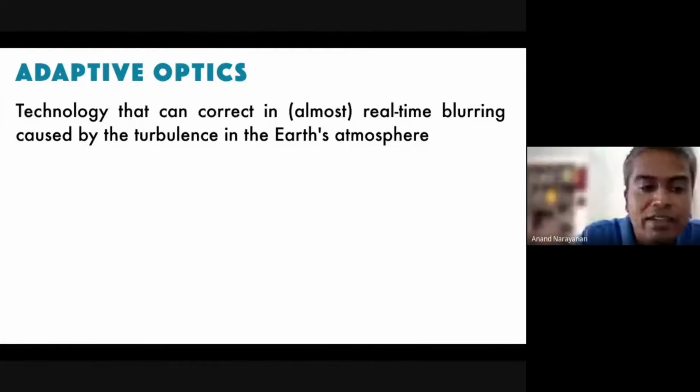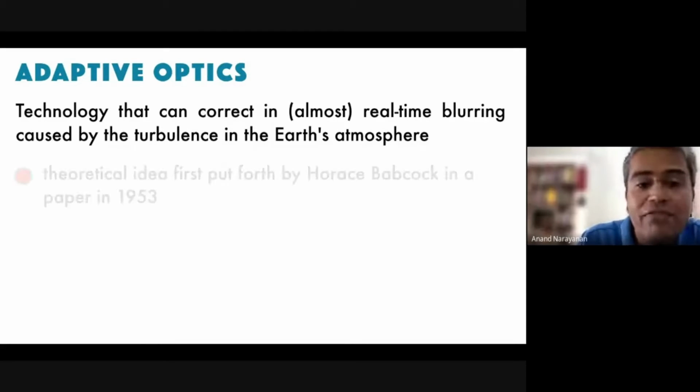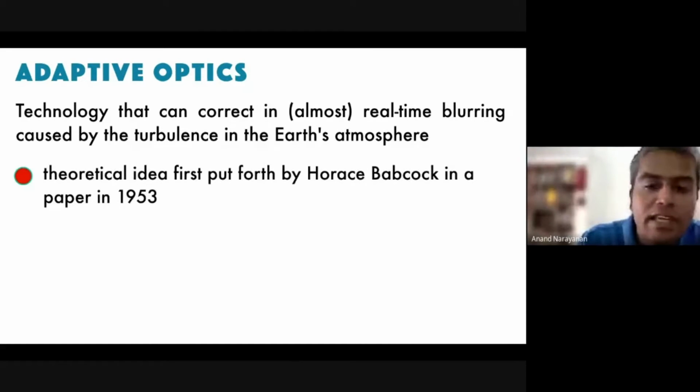It's very, very interesting. This idea was first proposed by an American scientist called Horace Babcock, okay, back in the 1950s. He put forth this theoretical idea, but the problem was that back in the 1950s, the technology that was available in optics, etc., and electronics was not ready to deal with the kind of exacting requirements that were needed to successfully design an adaptive optics system. So it remained a theoretical idea.